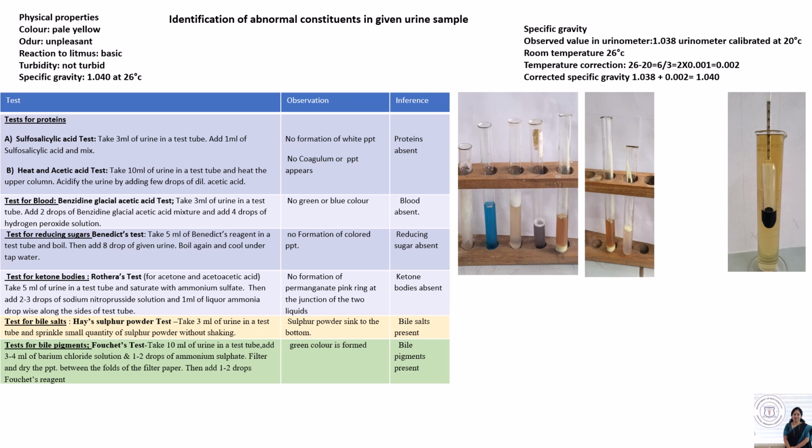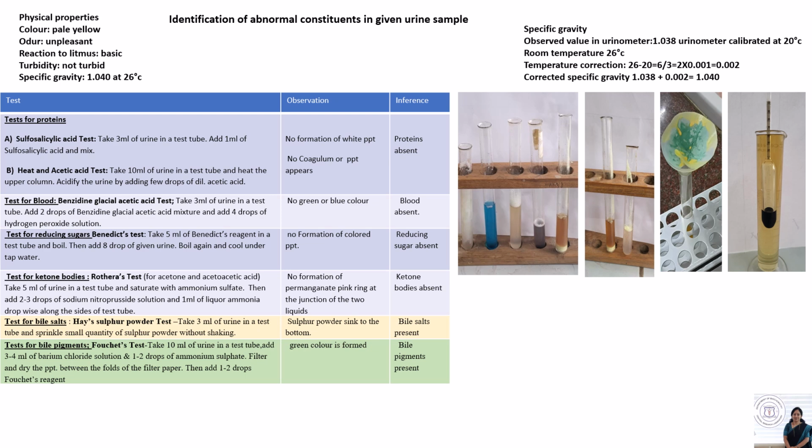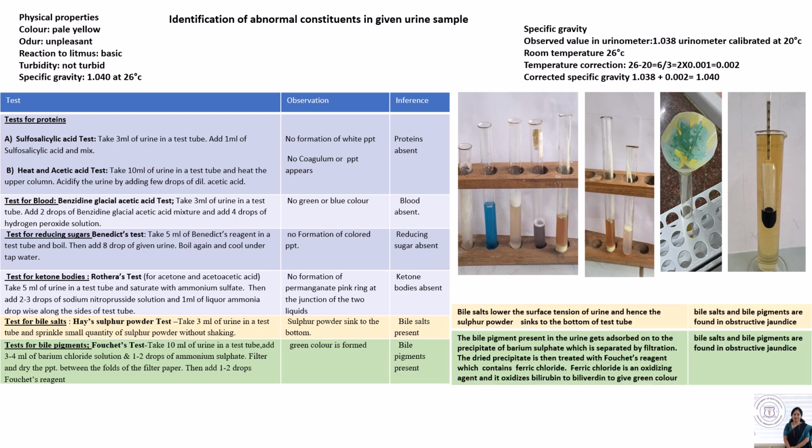Coming to test for bile pigments, Fouchet's test: green color is formed, so bile pigments are excreted by the patient. Coming to the principles of these two tests. Principle of Hay's sulfur powder test: bile salts lower the surface tension of the urine, and hence the sulfur powder sinks to the bottom of the test tube. Fouchet's test principle: the bile pigments, bilirubin and biliverdin in the urine, get adsorbed to the precipitate of barium sulfate, which is separated by filtration. When Fouchet's reagent is added to this dry precipitate, the ferric chloride present in the reagent oxidizes bilirubin to biliverdin, giving rise to green color.